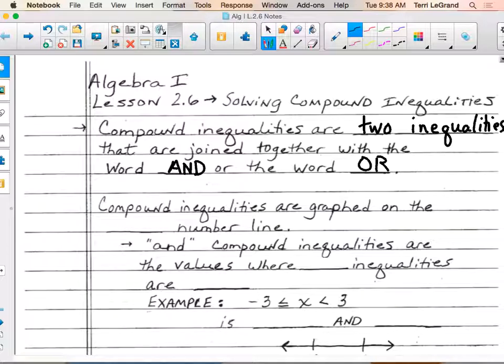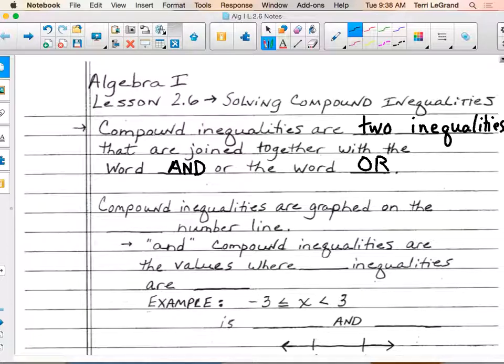Okay, Devin. It's the overlapping region. What's the vocabulary word for that called? The intersection. So the intersection of the solutions of the two simple inequalities that are making up the compound inequality, where they intersect, where they overlap, the solutions that they share become the solution set for an and compound inequality.